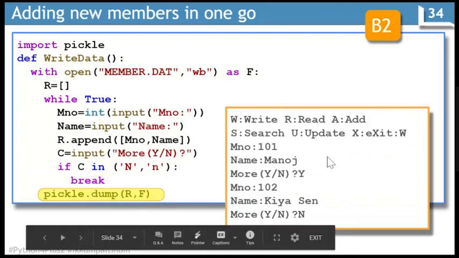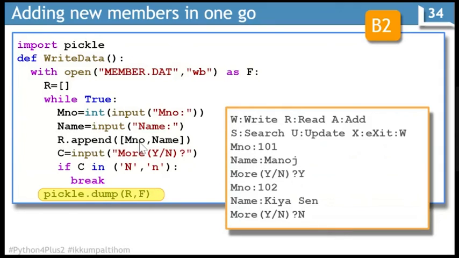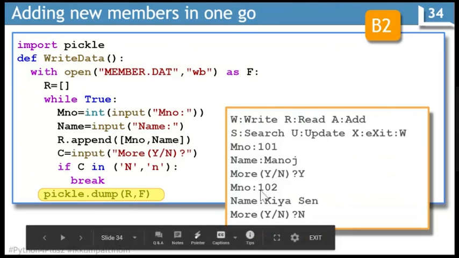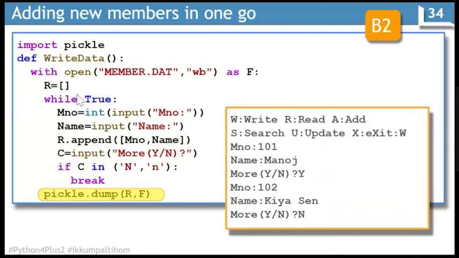So right now, if we opt for W as the option, 101 Manoj will be added as the first content. So it will be the first list element inside R. The second list element will be 102 and Kia Sen. So we'll have another list separated by a comma inside R. So right now we have two lists within a bigger list: the first list containing 101 Manoj, and the second list containing 102 Kia Sen.